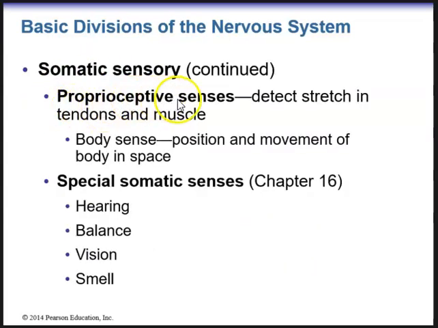We have proprioceptive senses. These detect stretch in tendons and muscles. Basically gives us our body sense, our position and movement of body in space. Like just sitting here, I know that the window is maybe like 2 feet away from me. This is my proprioceptive senses. There's also other special somatic senses, which unfortunately we don't have time to go through, but the special somatic senses include hearing, balance, vision, and smell.